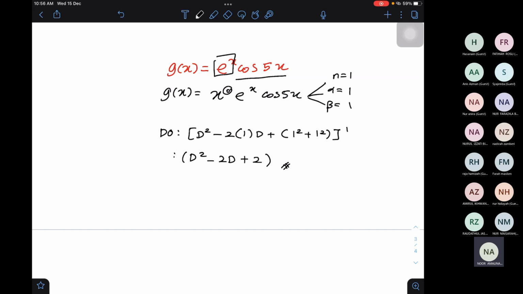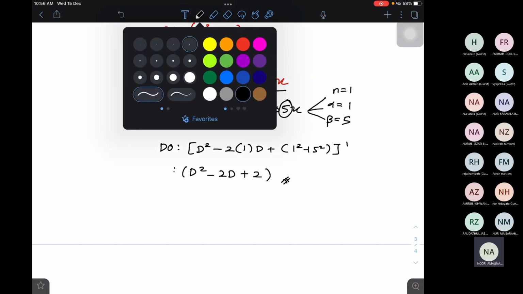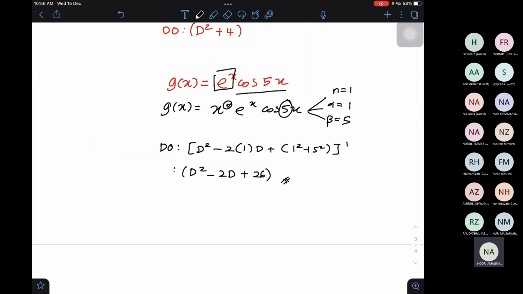Okay. So ini adalah tiga jenis. Macam mana tentukan differential operator? Beta ambil kat mana? Beta 5. Beta ambil kat sini. Sorry, beta 5. Thank you. So beta kat mana tadi? Ni kan. Okay. So plus 5 square. So 1 plus 25 would be 26. Di sini 26. Betul ke? Betul. Okay. So ini adalah differential operator untuk function gx.